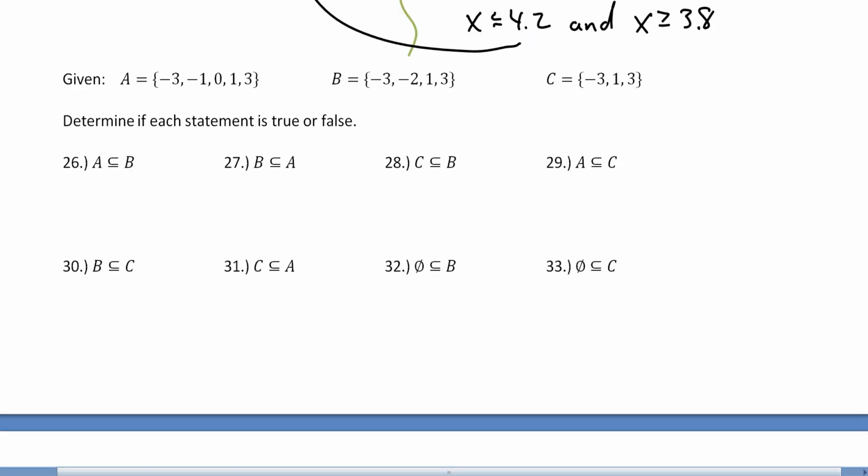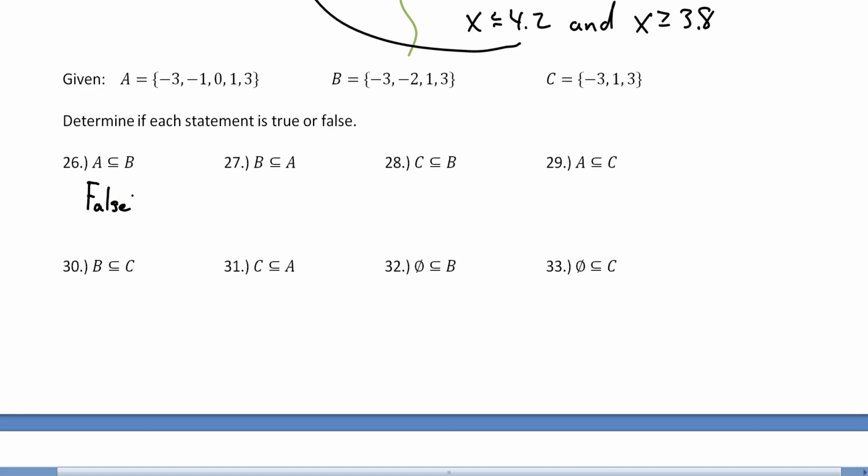For these, it just says determine if each statement is true or false, and this is asking about subsets. Remember, a subset is when one set is completely contained inside another set. So if everything from this set is in another set, it's a subset of that guy. So it says A is a subset of B. So when you look at the values of A, we've got -3, -1, 0, 1, and 3. If all of those values are in set B, then A is a subset. And when you look, we've got the -3, we've got the 1, we've got the 3, but we don't have the -1, we don't have the 0. So all of the stuff from A is not in B, so A is not a subset of B, so that's a false statement.